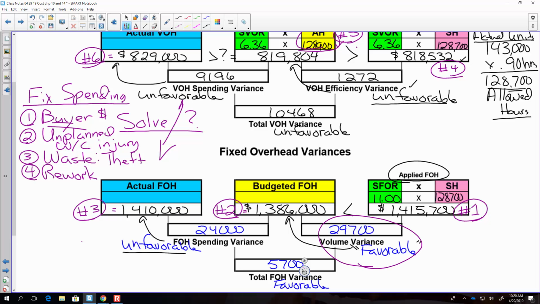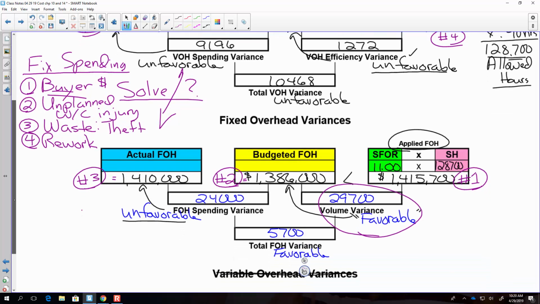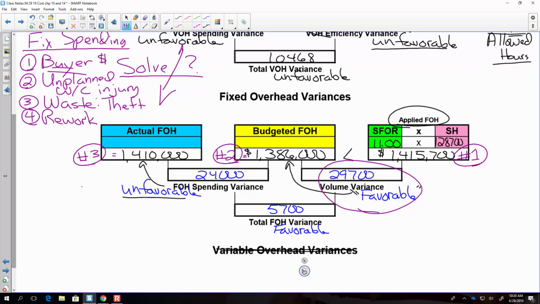How about production? How do we do there? How's our capacity? What did we plan to make? How many units? 140. We made, what, 143? Yeah. So the plan was 140. We made 143. That's good. That's my smile emoji. We produced more than what we planned.